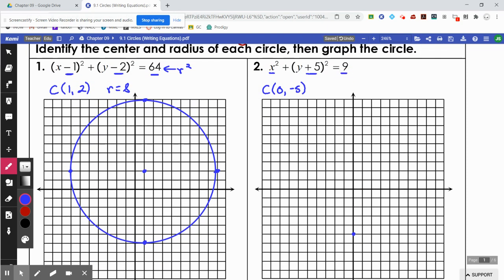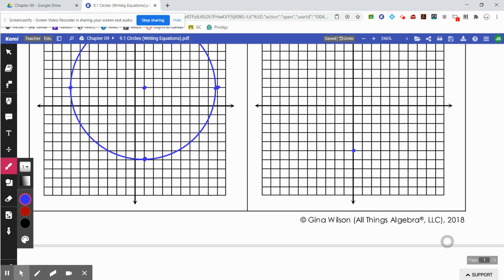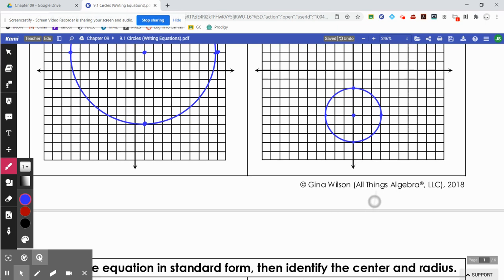The radius squared is here, so that means the radius is the square root of that, which is 3. So center is at 0, negative 5. The radius is 3, so let's go 3 in every direction. Connect our dots, and there's your circle.